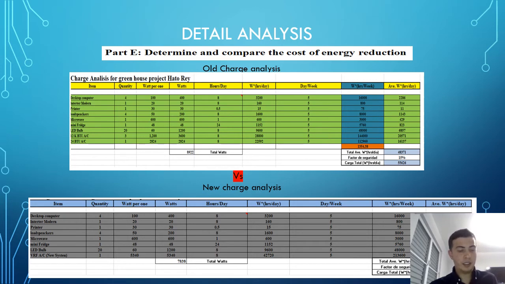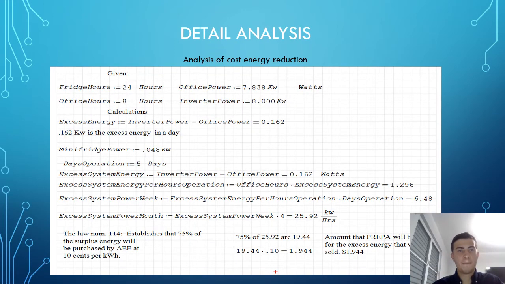In this part, we have the different loads analysis with the old AC system versus the new VDF system. And now we have the analysis of the cost of production of the system, where the excess energy of the system is what PREPA will be buying. The excess energy is the power of the inverter minus the power of the office.